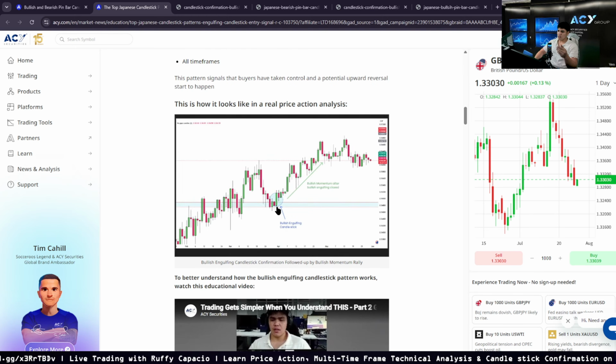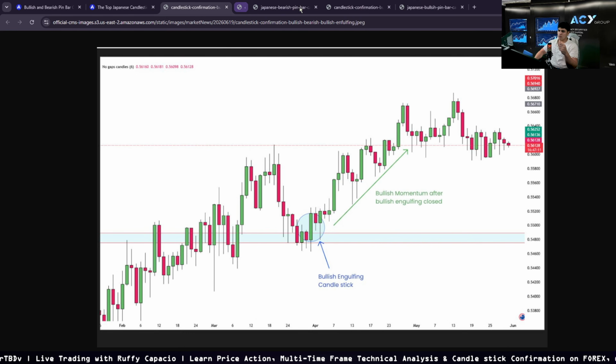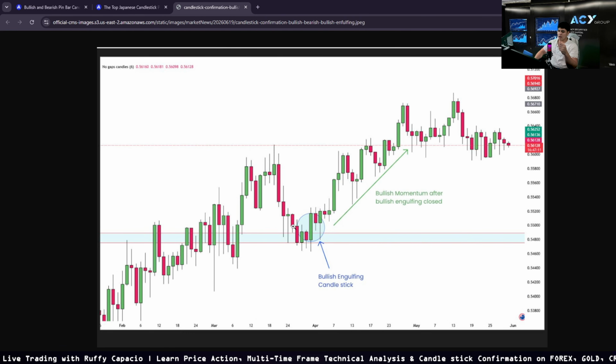As you can see, bullish engulfing. Right after the bullish engulfing has formed on our exact support level, the next thing that could happen is bullish momentum to the upside.